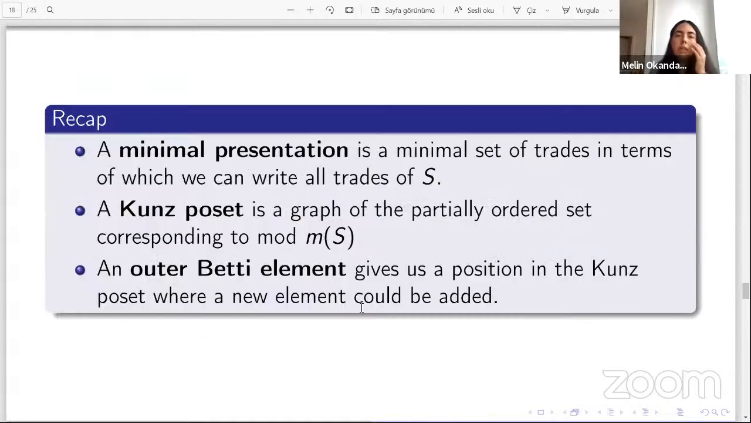Okay, so we have said many things. Let's recap what we did. We defined a minimal presentation. A minimal presentation is a minimal set of relations in terms of which we can write all relations of S. This is the most fundamental thing we did to calculate the sizes. Okay, what is a cos poset? It is the graph of a partially ordered set corresponding to modulo multiplicity. So we are looking at elements modulo multiplicity. And we are also defining an Apéry-Betti element, which gives us a position in the cos poset where a new element may be added.